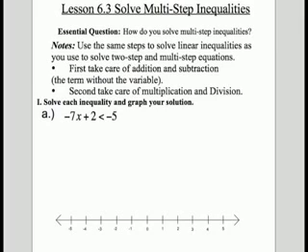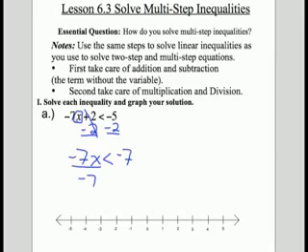So let's look at the first example here. Negative 7x plus 2 is less than negative 5. Well, the first thing we always take care of is the addition and subtraction. So because we're adding 2, we must subtract 2 to both sides. So on the left side, the 2's cancel each other out. We're left with negative 7x is less than negative 5 minus 2 is negative 7.